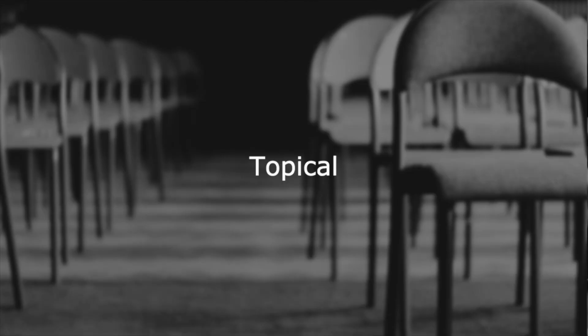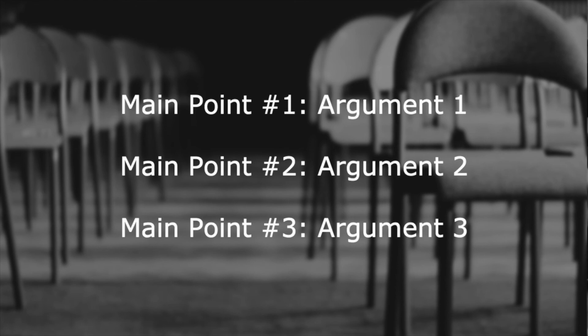The topical pattern of organization is typically used when none of the previously described patterns of organization would be effective ways to organize a speech. In the topical pattern of organization, the speaker divides a speech into main points that are separate topics or arguments that support the thesis. For example, if you are giving a speech about the effects of climate change and plan to have main points about the impacts on severe weather, the spread of invasive species, and water shortages, then you are using the topical pattern of organization.